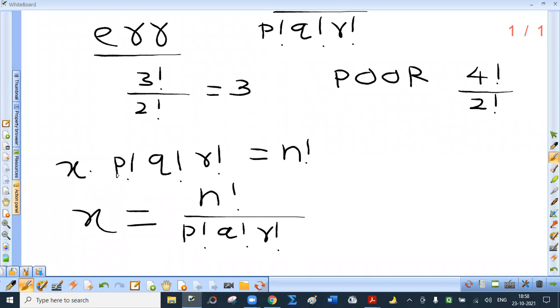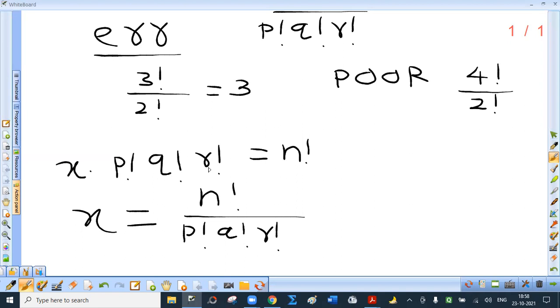Now let us assume that p things are not similar, they are distinct. So those p things can be arranged in p factorial ways. Q things are not the same, they are different. So those q things can be arranged among themselves in q factorial ways. And we assume that r things are not similar, they are all different. So they can be arranged in how many ways? R factorial ways. So this is possible for each of these x arrangements. So the total number of arrangements is x into p factorial into q factorial into r factorial.